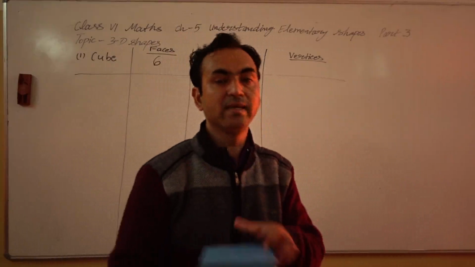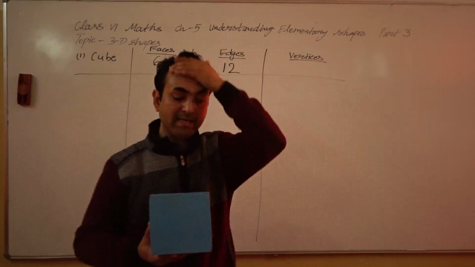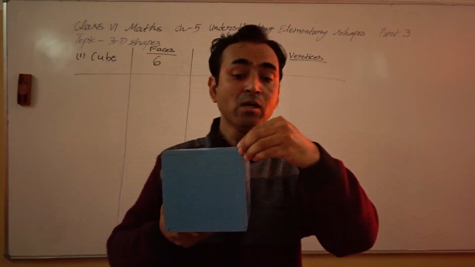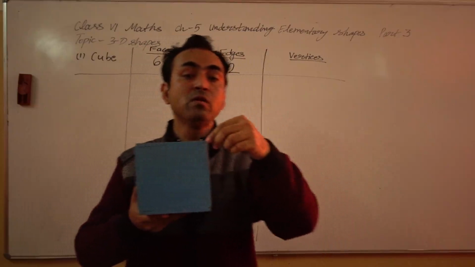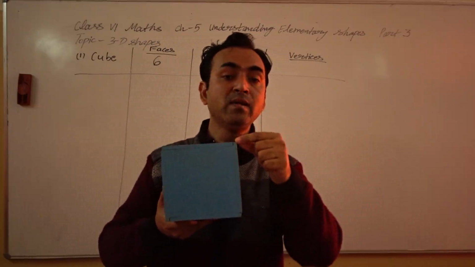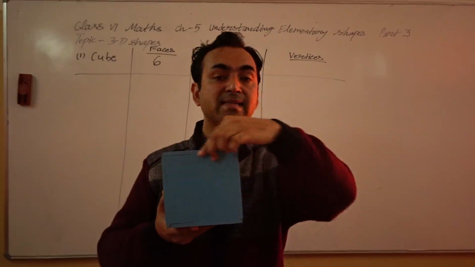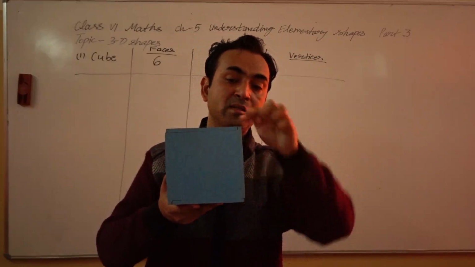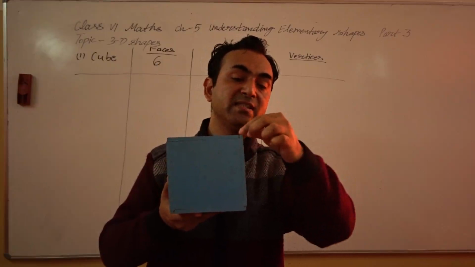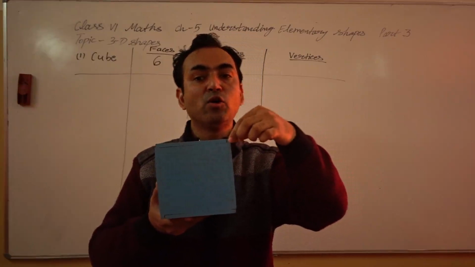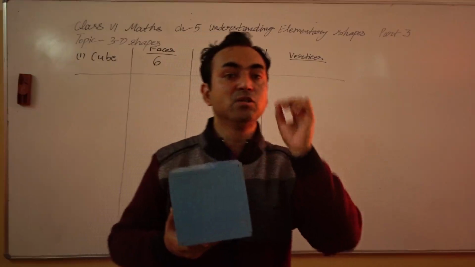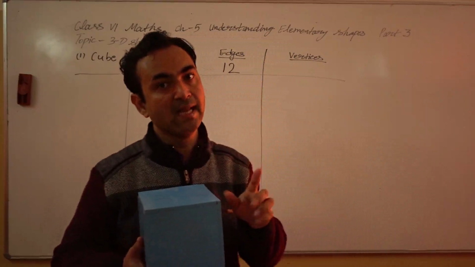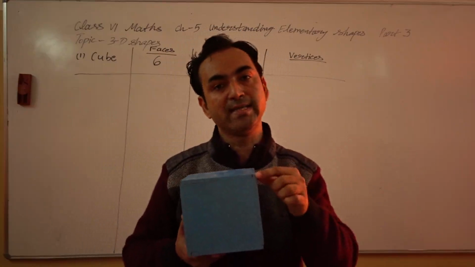Now we will count the third point, which is vertices. Vertices means the corner. In normal language it is called a corner, but in mathematics it is called a vertex. A vertex is the point where 3 edges meet each other, or you can say start. You can see 1, 2 and 3 edges meet at this point. This is called a vertex, and more than one are called vertices.